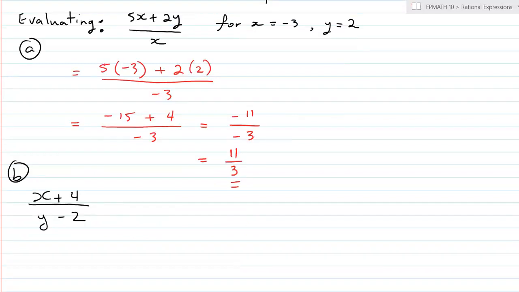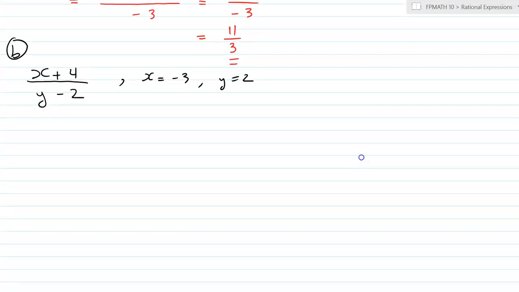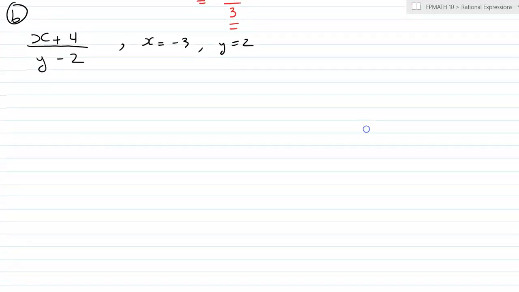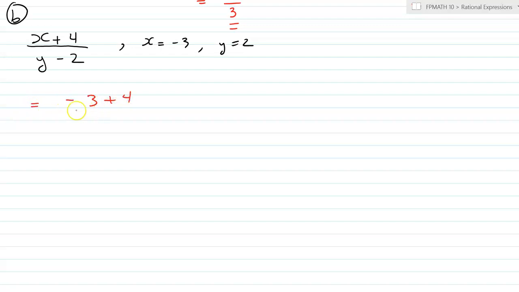Okay, so we're going to use the same x and y. So x is minus 3, y is 2. This time we are going to evaluate this new expression, x plus 4 divided by y minus 2. So let's plug numbers in. Here it is, minus 3 plus 4 divided by y is 2, 2 minus 2, and we get 1 divided by 0.